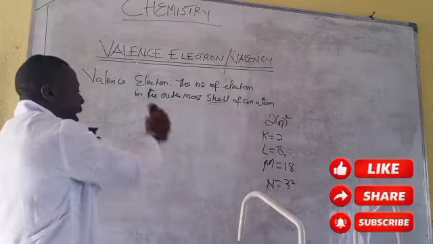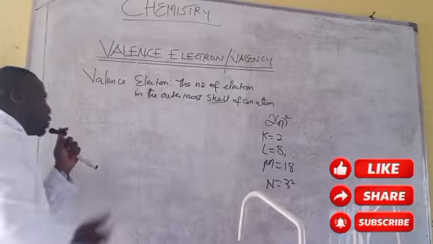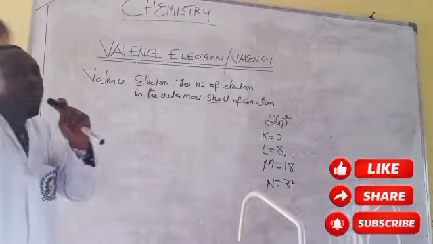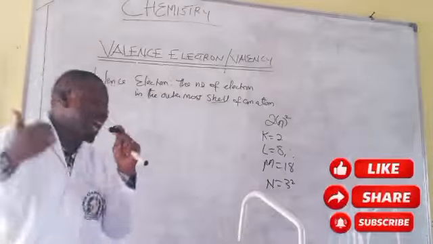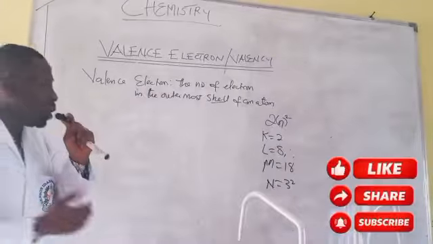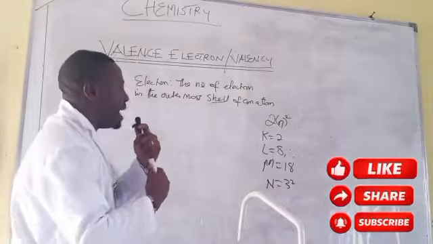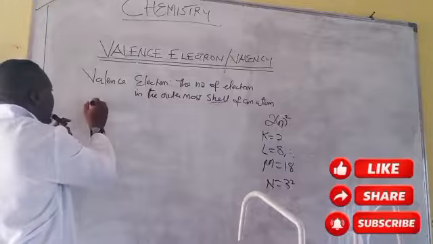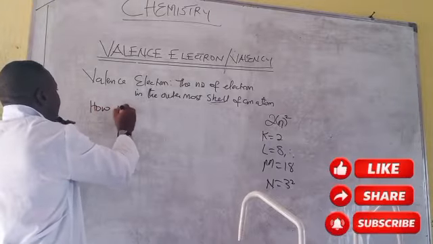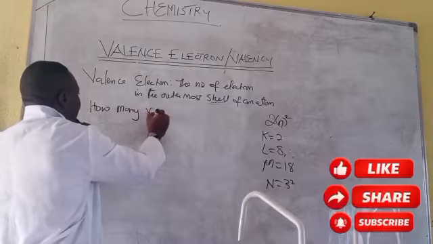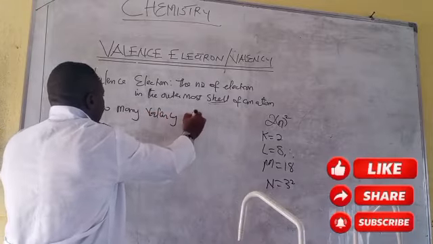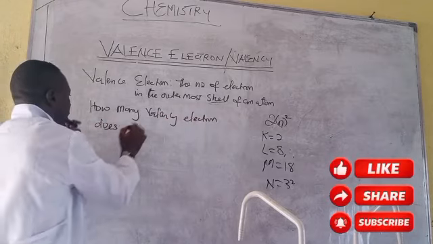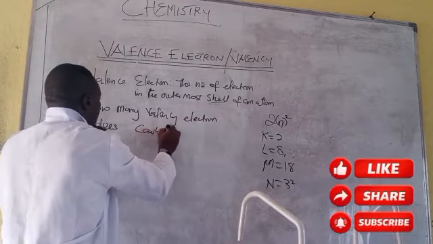Now let's go to the topic of the day. We said valence electron is the number of electrons in the outermost shell of what? Of an element, of an atom. Now let me explain further. If, for example, you are asked to look for the valence electron, they say, how many valence electrons does carbon have?